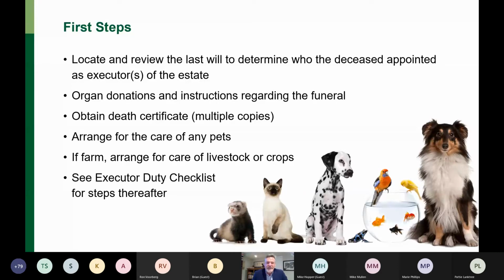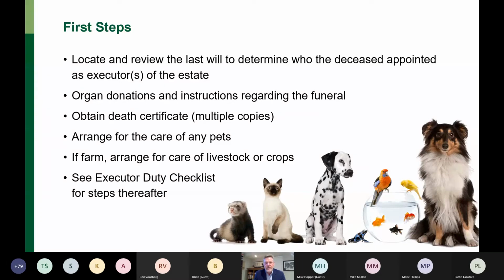First steps that you would take as the executor. These aren't necessarily the most important, but these are some of the first steps that you would do. The first one obviously would be to locate and review the last will. Why? Because that's going to identify who the executor is, and you want to make sure that administration is done quickly and effectively. Organ donations have a limited time, so you want to make sure that the instructions on the organ donations are enacted on, hopefully. Again, keep in mind that families can override that, so you want to communicate that in advance.